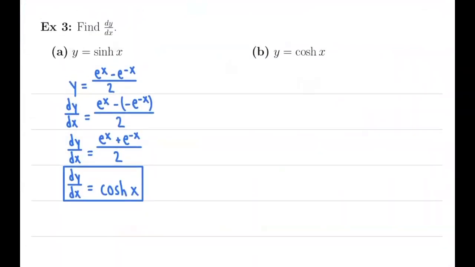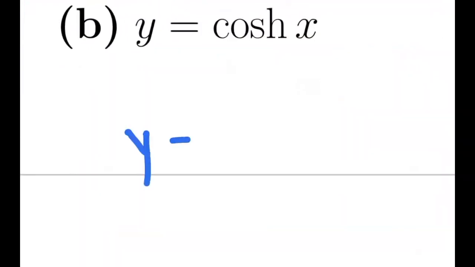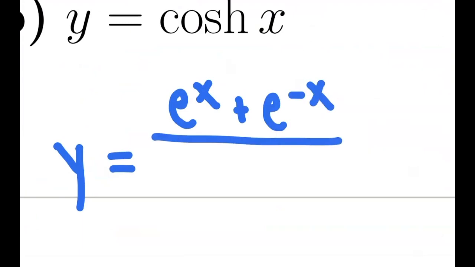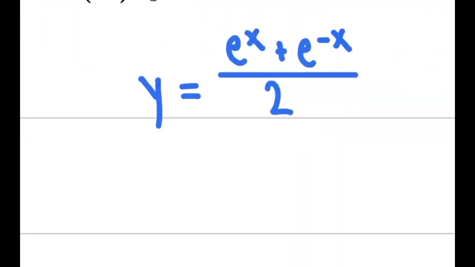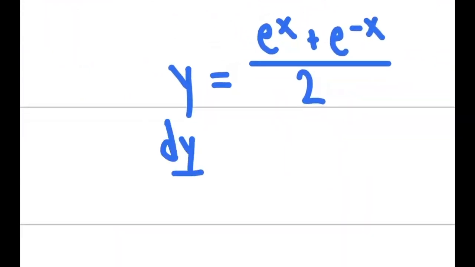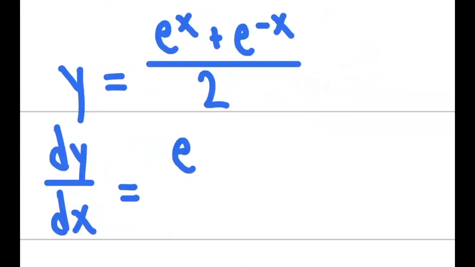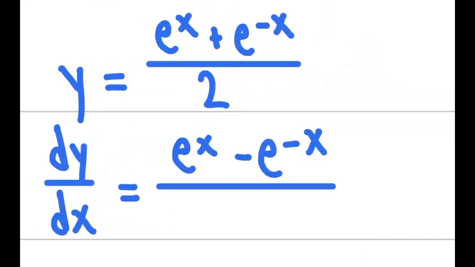So now let's look at the derivative of cosh of x. It's the same idea. We know cosh, we're going to use the exponential definition. So cosh is e to the x plus e to the negative x divided by 2. You do some derivative work: 1/2 in the front, then you've got e to the x, and then minus e to the negative x from the chain rule. And yeah, sinh. Exactly.